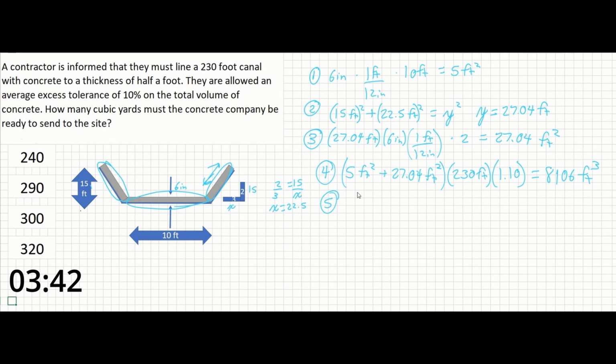Now the answer needs to be in cubic yards, so our last unit conversion is going to be 8106 times 1 yard cubed over 3 feet cubed, which is going to give us just about 300 yards cubed, which we can see over here is one of our answers.